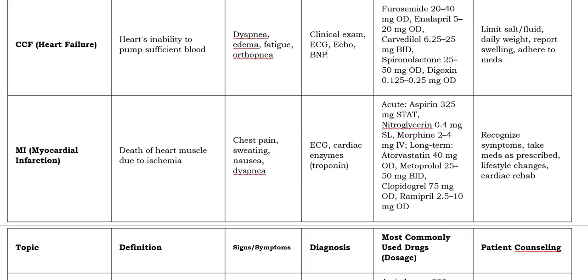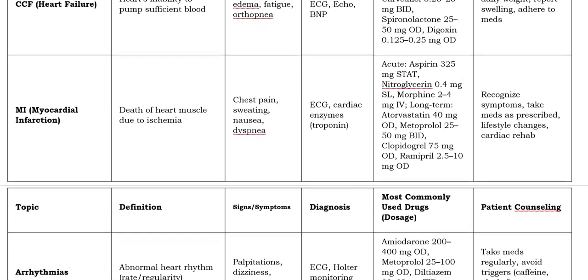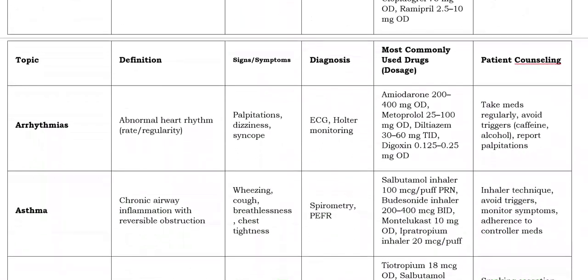And the drugs listed seem to target different aspects. There's furosemide, a loop diuretic, 20 to 40 milligrams once daily for fluid removal, and enalapril, the ACE inhibitor again, 5 to 20 milligrams once daily to reduce the heart's workload. We saw that one already. Yeah, overlaps. Carvedilol, a beta blocker, 6.25 to 25 milligrams twice daily, which improves heart function over time.